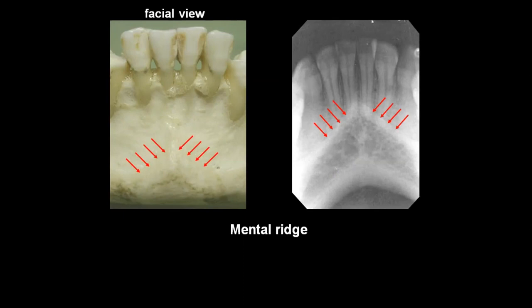Then you have the mental ridge, which is seen on the labial aspect. As I've already mentioned, when taken in the radiograph, you might see this as a V-shaped radiopaque line moving forward and upwards. You can see this V-shaped radiopaque outline meeting at the tip, and the pointed part of the V is located towards the midline. You can see this passing across the periapices of your mandibular incisors.